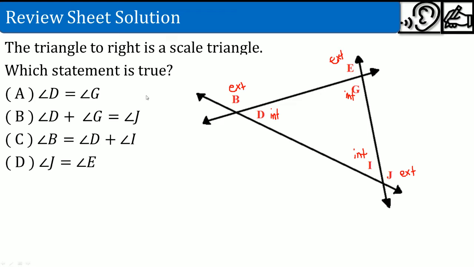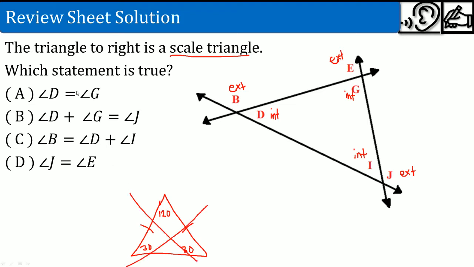All right. Would you say angle D is equal to G? No, because it says scalene triangle. Angle D and angle G might work if it's like one of these. Let me show you. How about something that looks like 30, 30, and this is like 120. It would work for what I think is called an isosceles triangle, but it's not this case. So D is not equal to G.